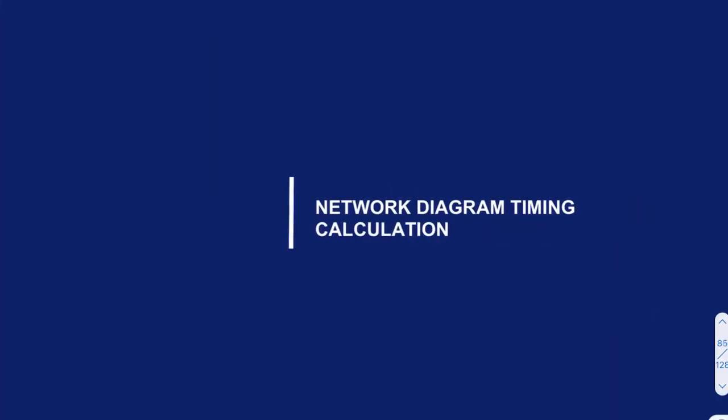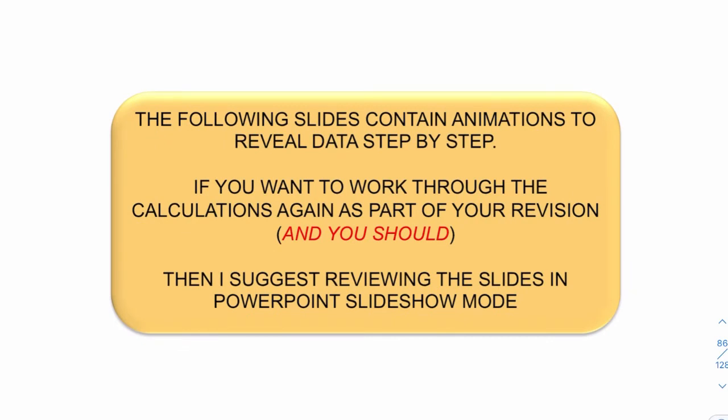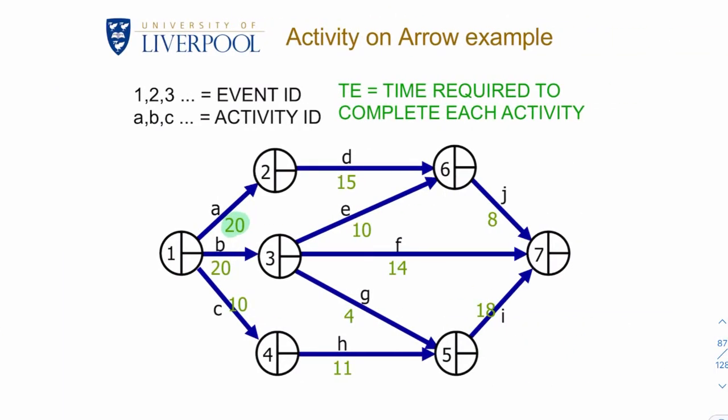So now, for the fun part, we're going to talk about how we're actually going to calculate the timings. So, let's look at a diagram like this. We can construct this diagram from the table of activities and precedents. Once we've created our diagram, we need then to put all the numbers in. So you have event IDs and you have activity IDs. Remember this is AOA, so the activities are on the arrow.